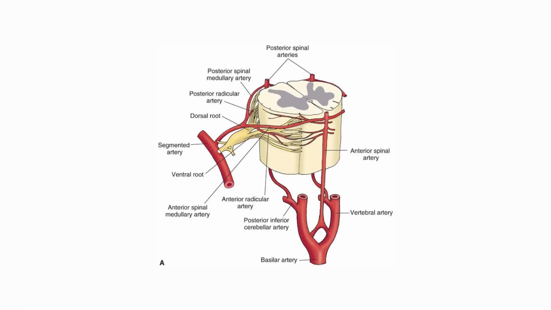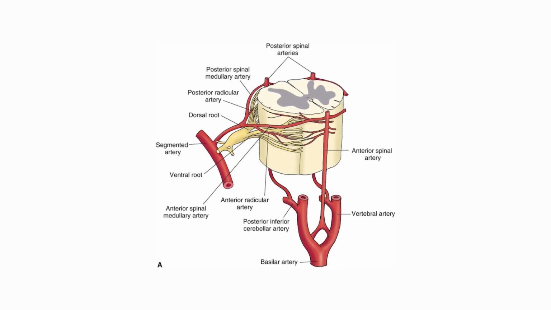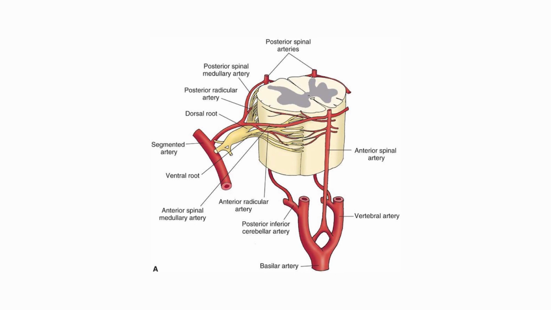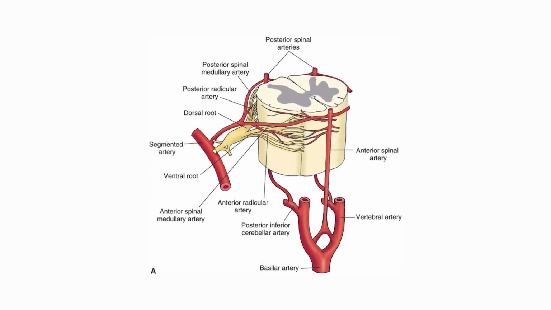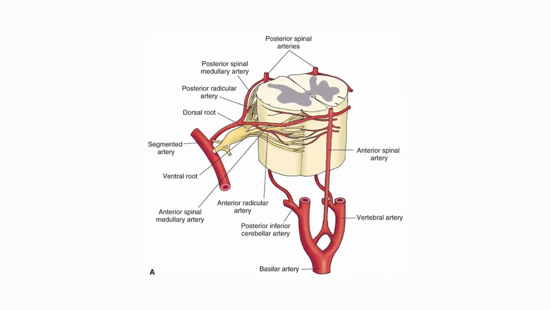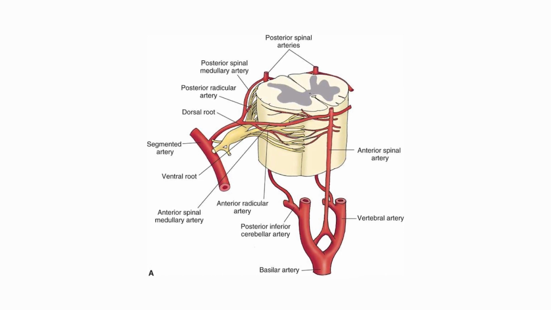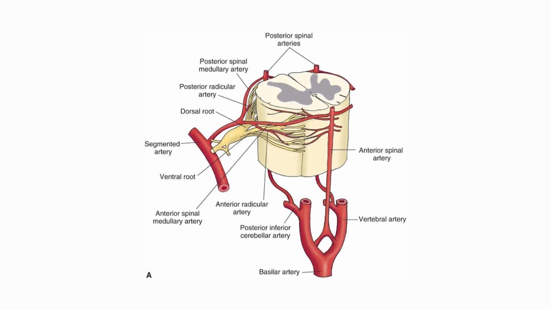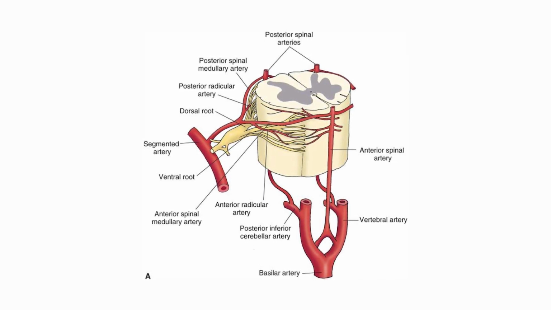There are 2 posterior spinal arteries, each derived from the corresponding vertebral or posterior inferior cerebellar artery. These 2 vessels traverse the length of spinal cord, lying just in front of or just behind the dorsal nerve roots. There is a single anterior spinal artery formed by the union of a branch from each vertebral artery, which descends through the length of the spinal cord in the anterior median fissure.